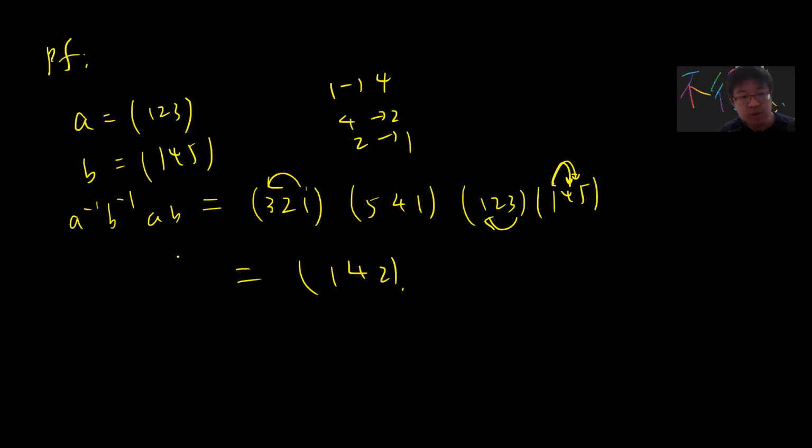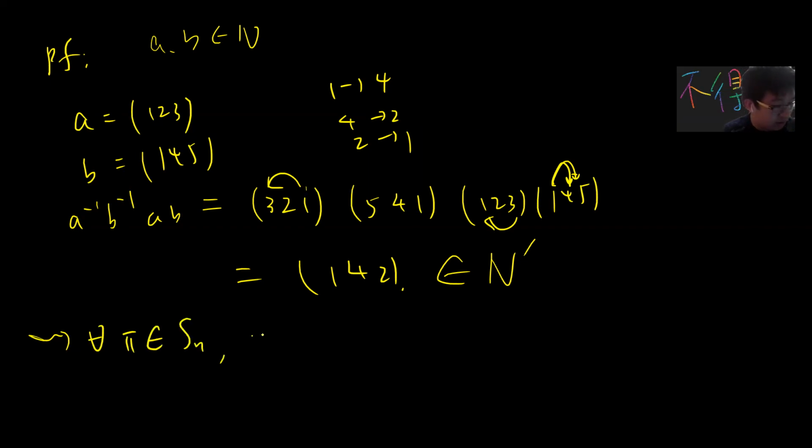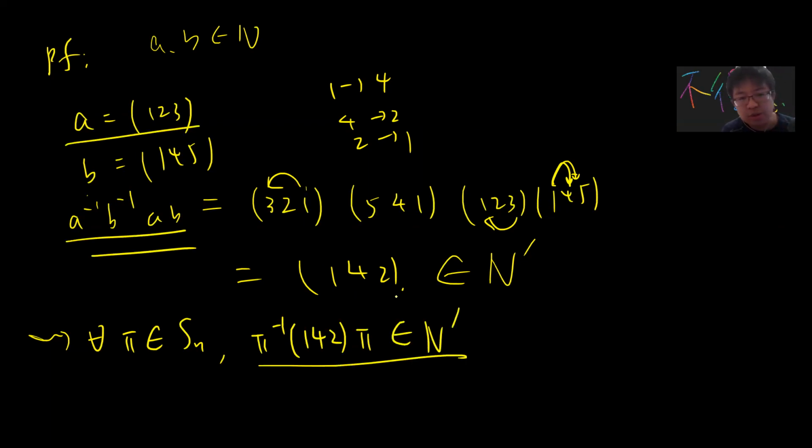So what does this mean? Suppose A and B belong to N. Okay, so this commutator must be in N prime, right? So which tells you that, suppose I have any transformation pi in N, then pi inverse (1 4 2) pi must be inside N prime. The reason is that this guy is a commutator inside N prime. So if you conjugate, pi inverse (1 4 2) pi becomes pi inverse A inverse B inverse AB pi, and this guy is in N prime.